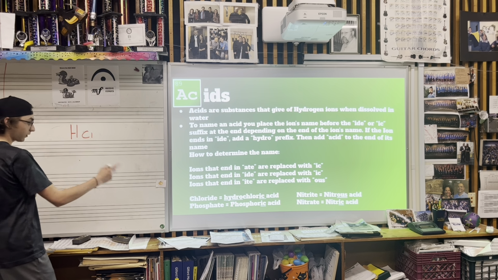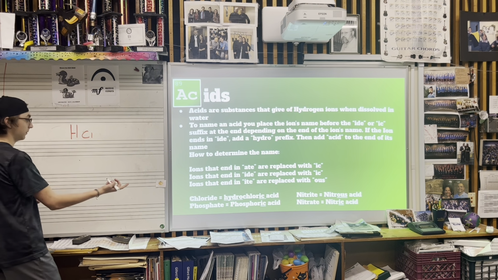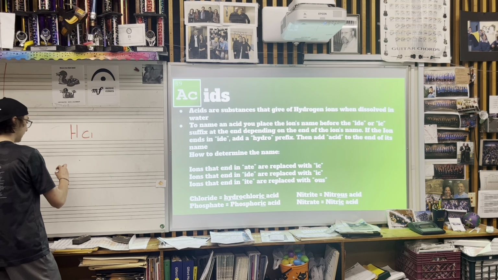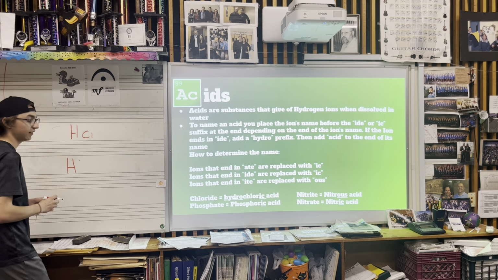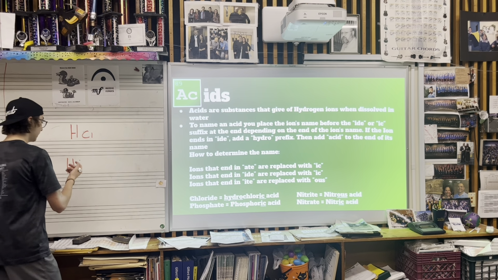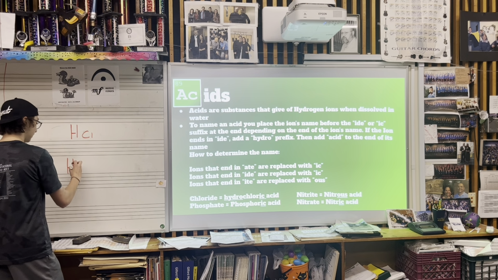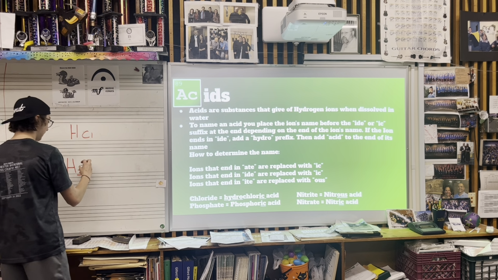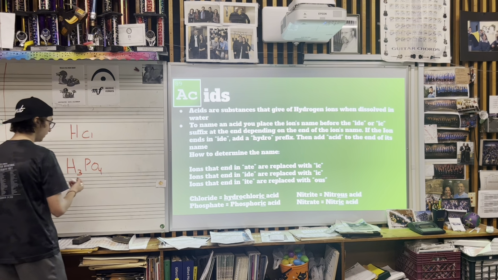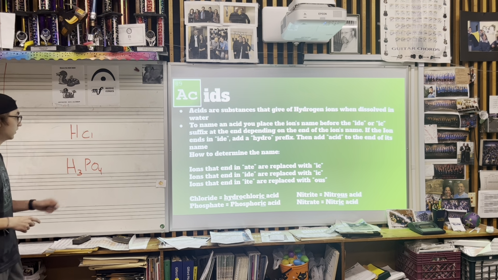And then for phosphate, just for an example, you want to make sure that their charges also match. So we know that phosphate has a charge of -3, and so you want to make sure that the H also matches that charge, and then you want to put PO4 there, and that's how you write them down.